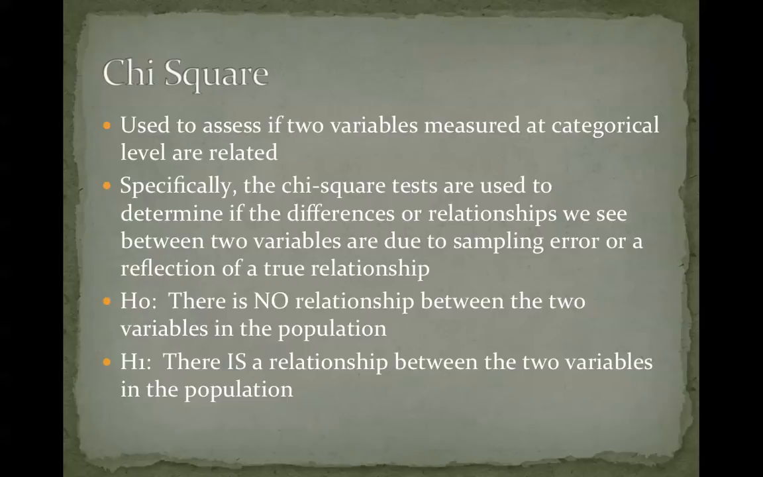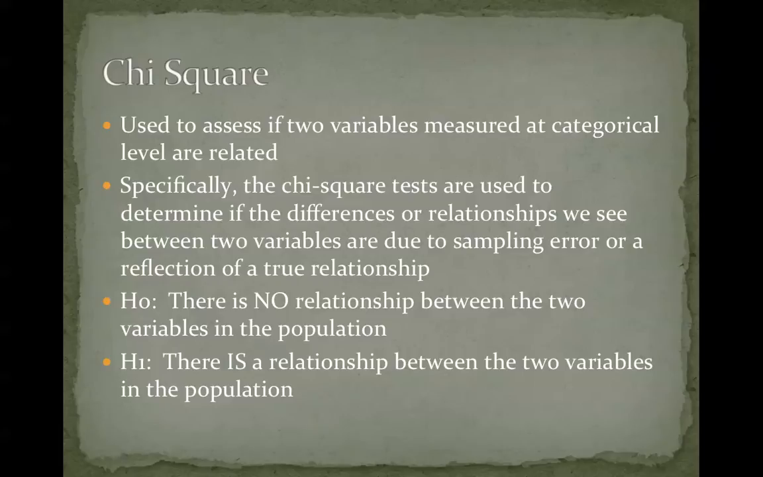Specifically, chi-square tests are used to determine if the differences or relationships we see between two variables are due to sampling error or a reflection of a true relationship. So what we want to make sure is that anything we see, say, the percentages not being exactly the same across rows down a column, as we did qualitatively previously in the contingency table lectures. Here we're actually testing whether those percentages that are different are truly different, or only qualitatively different, but statistically not different at all.